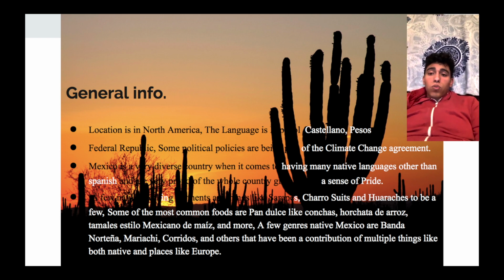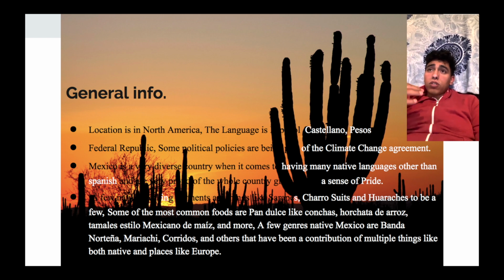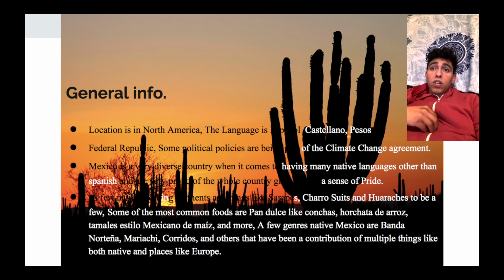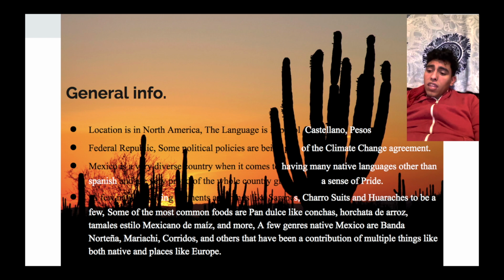When it comes to climate, most of Mexico is either desert or jungle, depending on the area. It has really famous beaches. One example would be Acapulco, another would be Baja California, Ensenada, which is a very popular tourist place in Mexico. The capital is going to be LDF.